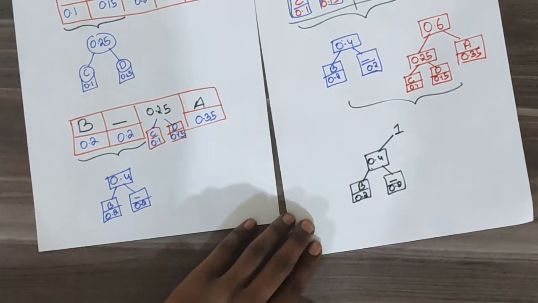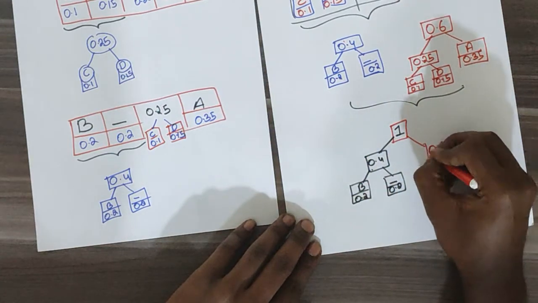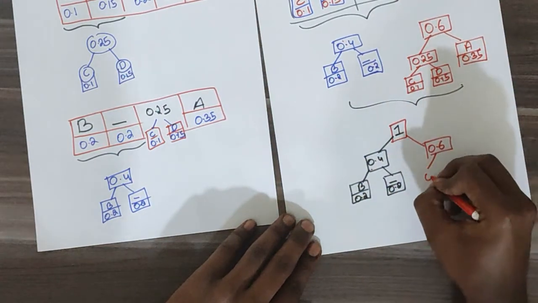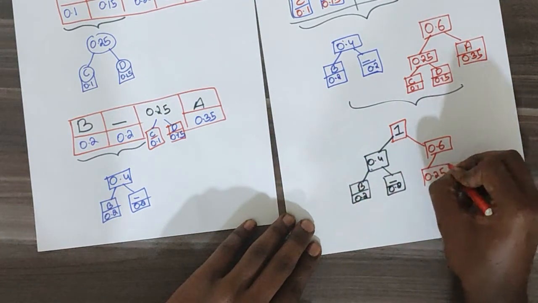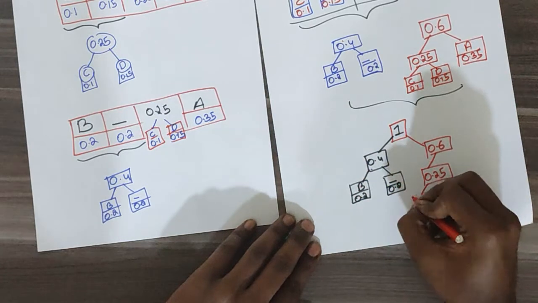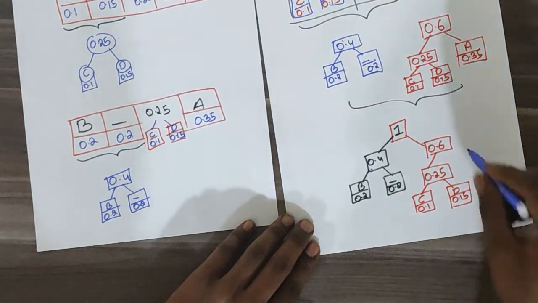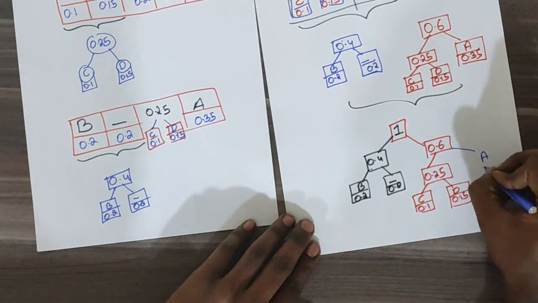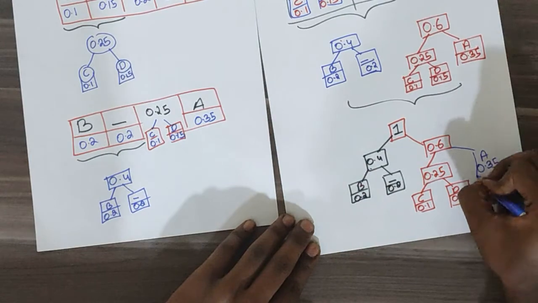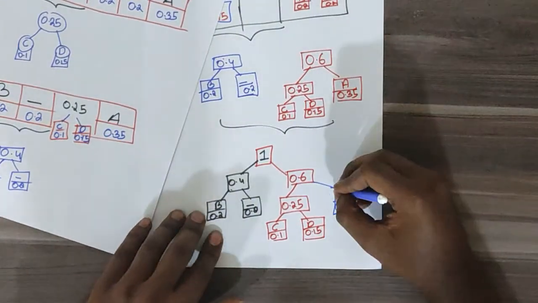On the other hand, we have 0.6, which is also split into 0.25, which again is split between C having 0.1 and then D having 0.15, and finally we also have on the other side A with frequency 0.35. So this here is our Huffman tree.